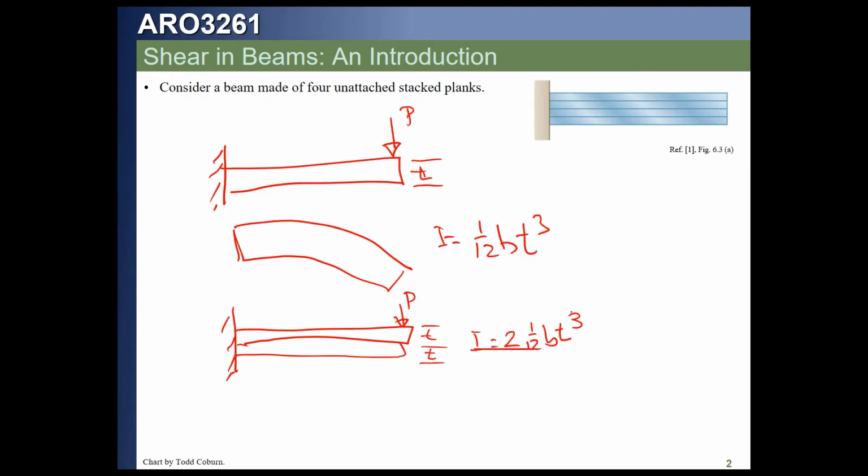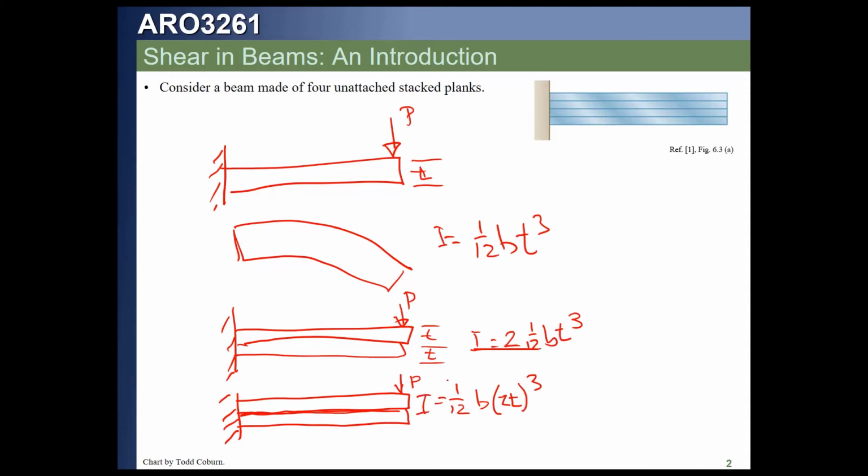Now if we had instead glued these beams together or nailed them together, let's just say we've glued them together along here with a glue that can completely tie them together. Now you can see our moment of inertia is 1/12 B, and our total height is now 2T, cubed.